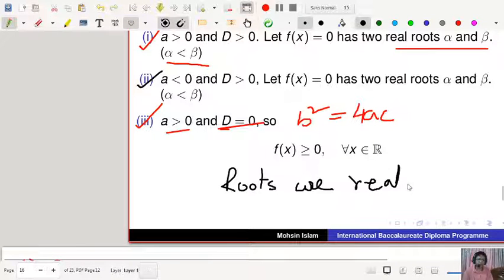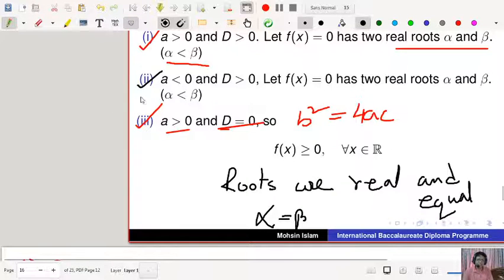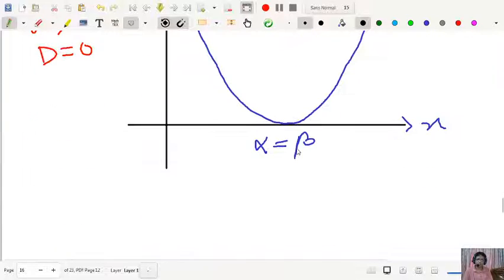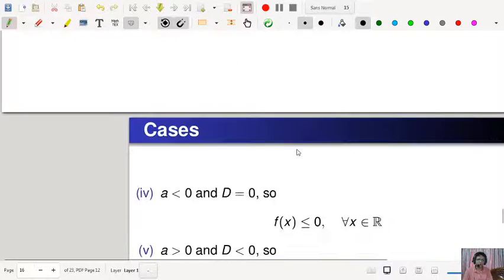Am I clear? Have you understood? Yeah, I've understood. And the equal roots are alpha equal to beta. So that is the third case. Let's move on.